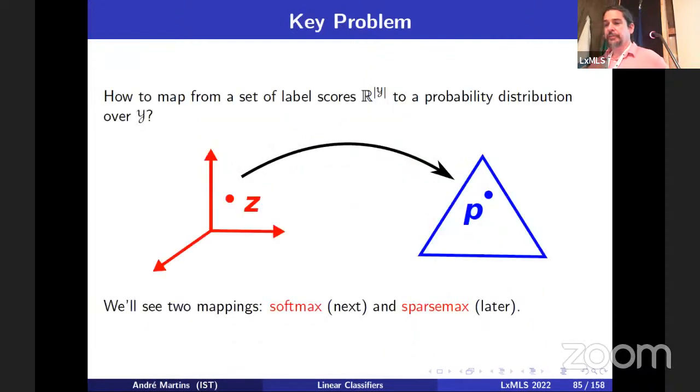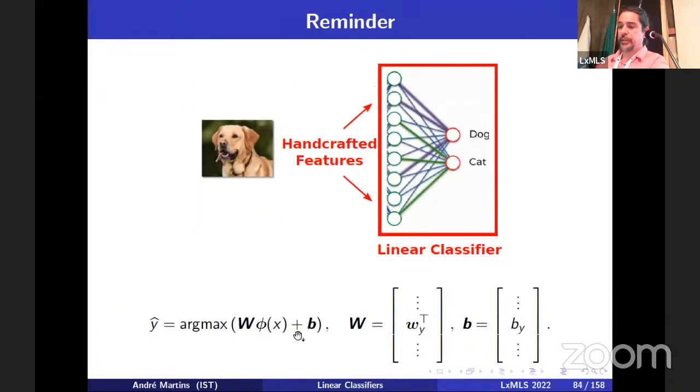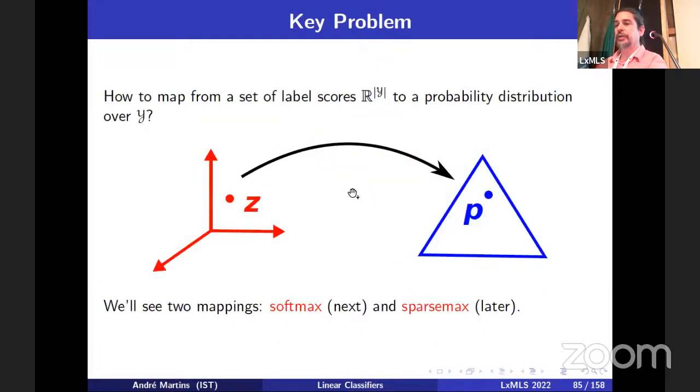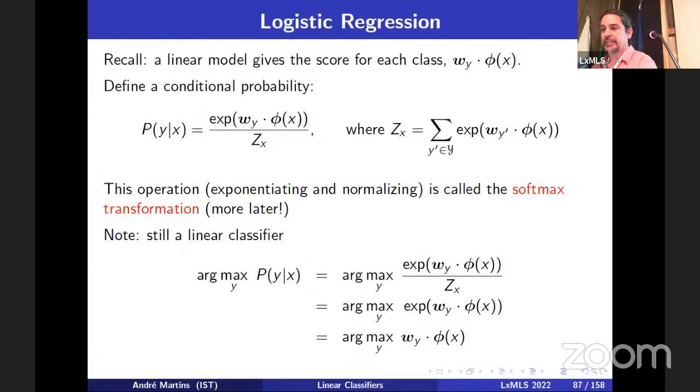So how can we map this to a probabilistic model, if you want to compute the probability of a label? A key problem is the thing that we are computing here, W phi X plus B. This can be interpreted as a score for every label. So if you have 6 labels, this is going to give us 6 scores. But if you want to have probabilities for each label, a key problem is how can we map this set of label scores to a probability distribution? The most common way to do that is softmax. This is what I'm going to present next. There are alternative ways, including something called sparsemax, but I don't think I will have time to get into details about sparsemax. But let's start with softmax, which is the operation that is used in multinomial logistic regression.